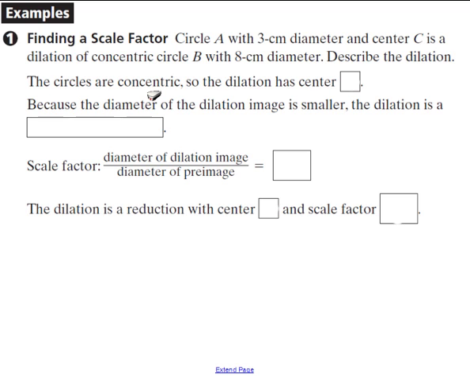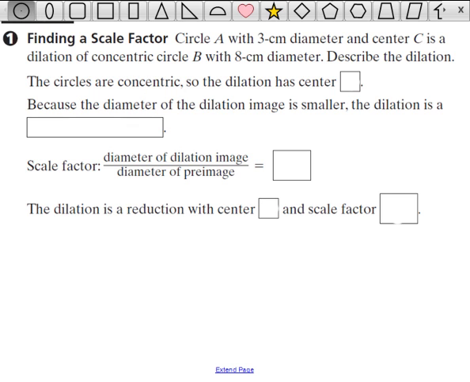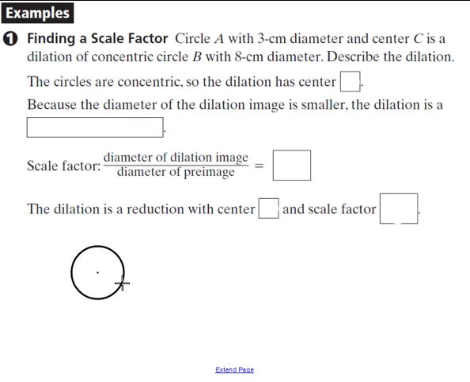Well, the fact that they're concentric means that if we draw 2 circles here, concentric circles just means that they have the same center. So, one inside of the other, and we could draw a point in there that represents the center of those 2 circles. Concentric, con meaning with, centric meaning center, so they have the same or concordant centers. So since they are concentric, that means that the center that we called C is actually the center of dilation in this case. So the dilation has a center of C.